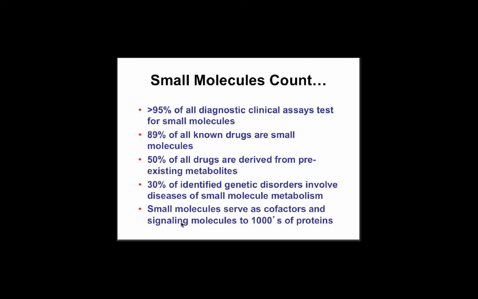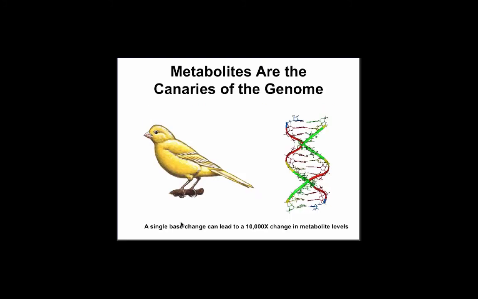Even in the world of genetic diseases, 30% of the genetic diseases involve errors or problems in small molecule metabolism. And then when we think about it, small molecules are essential for most of the operations of the body and cells. Without them, most signaling proteins and signaling events would not occur. So small molecules are important.